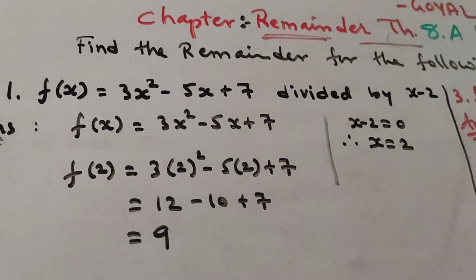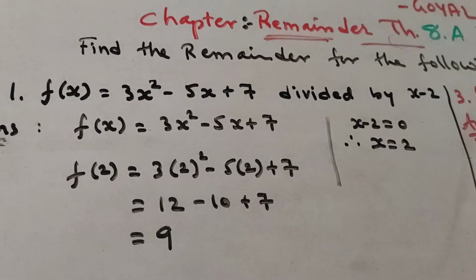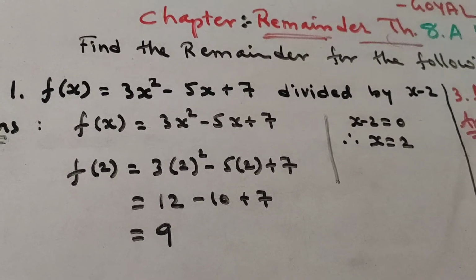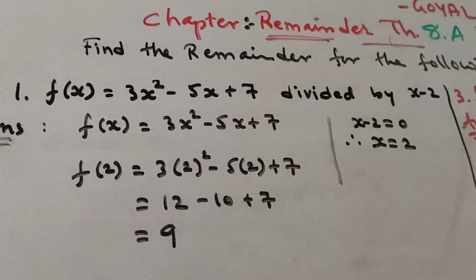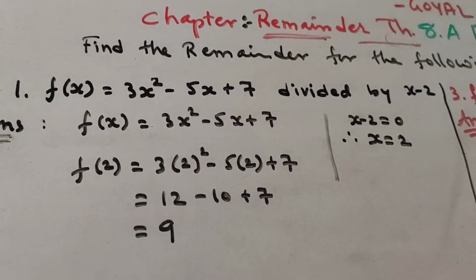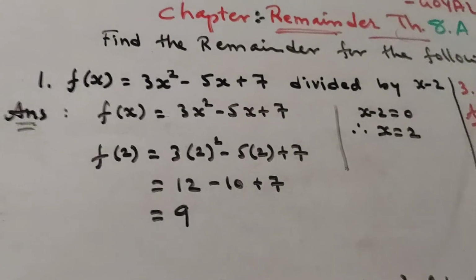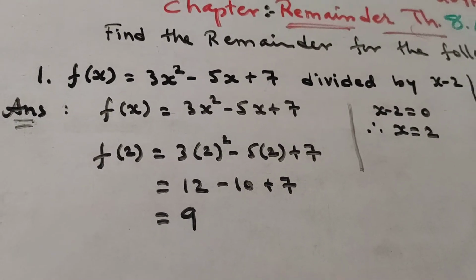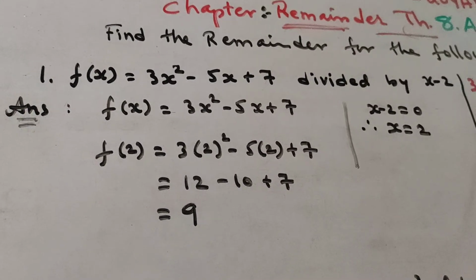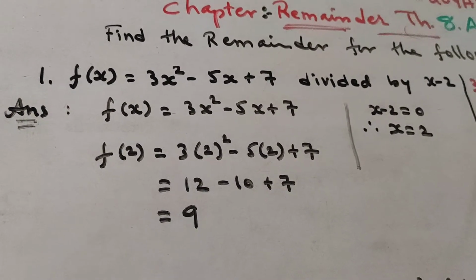So if the remainder is 0, then x minus 2 is a factor. So x minus 2 is equal to 0. Therefore x equals 2. Now placing the value of x as 2, we get f(2) is equal to 3(2) square minus 5(2) plus 7. So it comes up to 9.